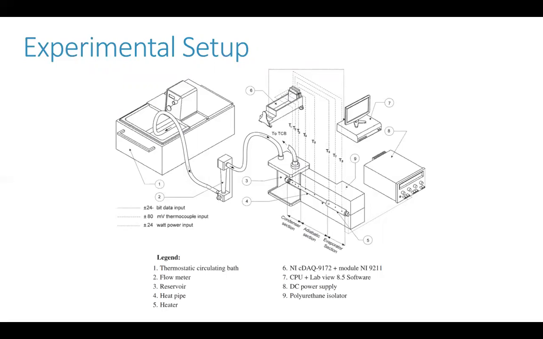And then by the evaporator section, we can see that it's wrapped around this component labeled 5, which is a heater that was used to regulate the temperature at the evaporator section. And then all the way to the left, we see the circulating bath labeled by the circled 1. This was used to control the temperature of the condenser section and keep it at 25 degrees Celsius. Next slide.